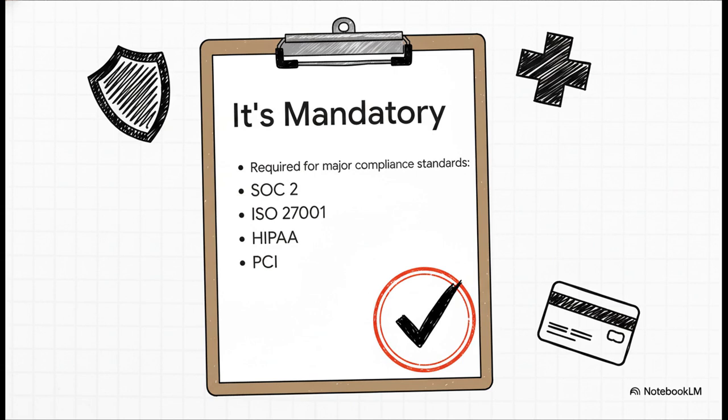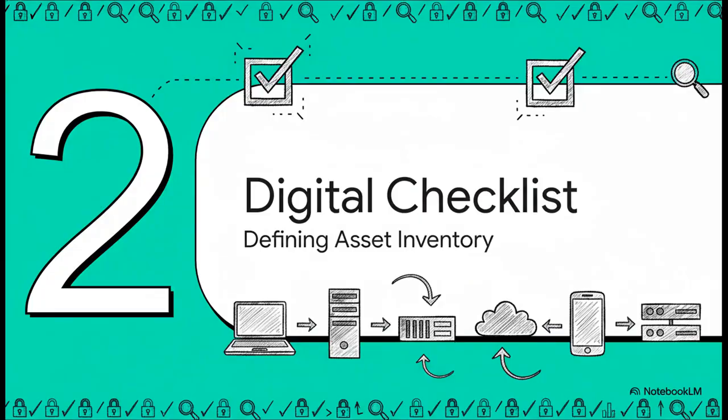And here's the real kicker. This isn't just a good idea or a recommendation. For any company dealing with major compliance frameworks, like SOC 2 for service organizations, ISO 27001 for information security, HIPAA for healthcare, or PCI for credit card data, an asset inventory is completely non-negotiable. It's an absolute requirement. So, if it's that important, what exactly is this ultimate digital checklist? Let's dive in and get a really clear definition of what we actually mean by asset inventory.